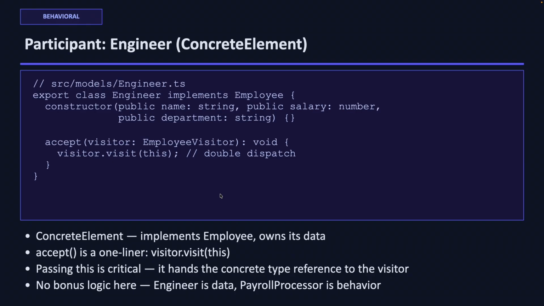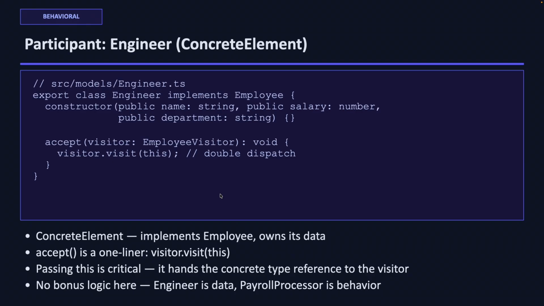Next, we have the participant engineer. This is the concrete element. It has a constructor that accepts the name, salary, and department, and there's just a single line for the accept implementation. Passing this in the visitor.visit method is a crucial step. The this keyword inside of the engineer accept method is typed as the engineer class itself. It's not tied to the employee class.